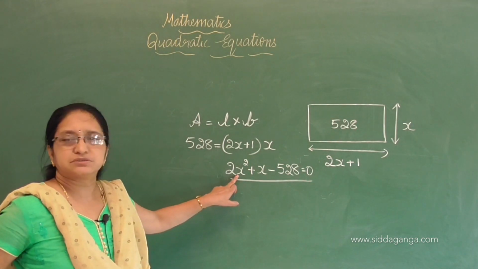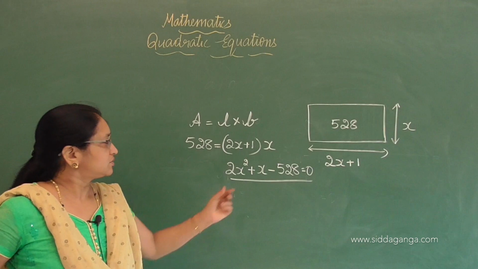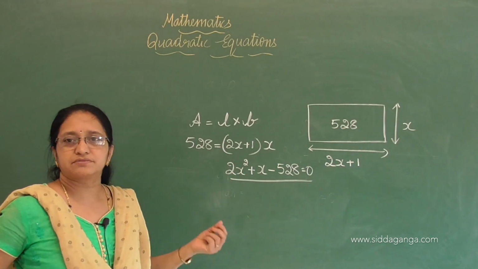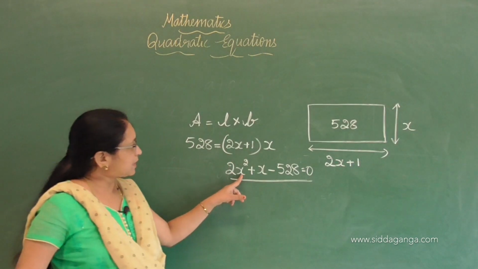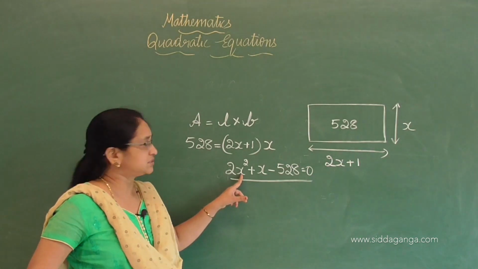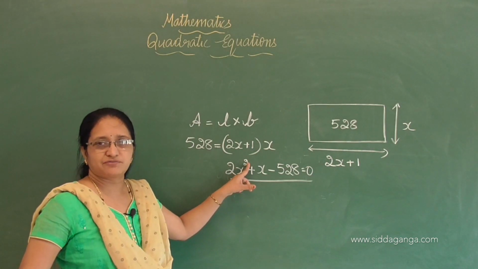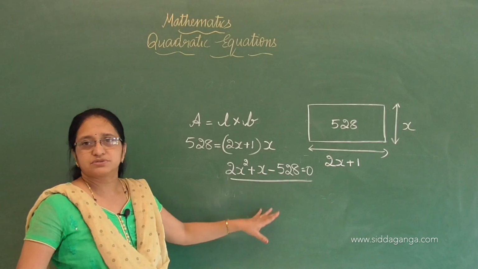So what is the main thing you have to see? Check whether it is a quadratic equation: here the power of x is 2, so we can identify it as a quadratic equation. Understood?